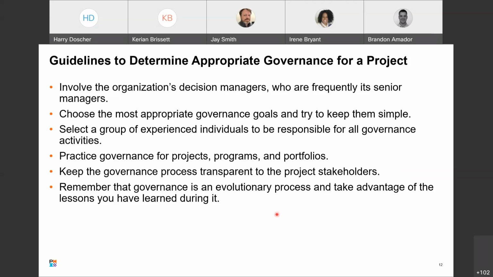Okay, and governance is an evolutionary process. You start with the best that you know at the time you establish it. You take the lessons that you've learned along the way, and then you modify the governance based on the best that you know at that particular point in time. Always take the best that you know. Don't worry about modifying the governance. You want to be sure that it's the best job that you can do at that particular point in time.